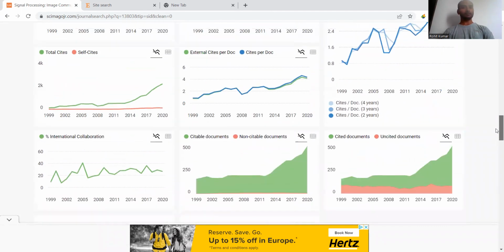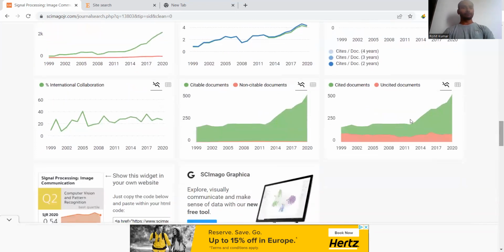Then here you can see the total number of citations and the self-citations. So this gap is good enough. And here you can see that these two lines are not mapping, meaning there are some self-cited works, and it is not a good sign. These two lines should map exactly on each other, and in that case we can say the journal has totally authentic citations. Okay, then the international collaboration is only moderate.